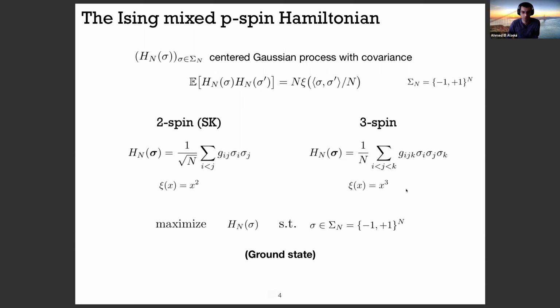The main problem that I'll be talking about is to maximize this Hamiltonian subject to the configuration being binary. So you're still on the hypercube and would like to get a maximal value of this Hamiltonian. This is called the ground state. As a matter of sign convention, the ground state is typically the lowest energy, but because the distribution of the Hamiltonian is symmetric under a sign flip, I'm just looking at maximization. It's strictly the same thing if you want to minimize.